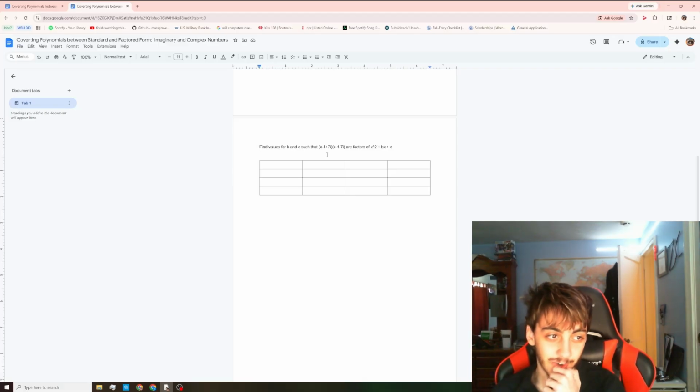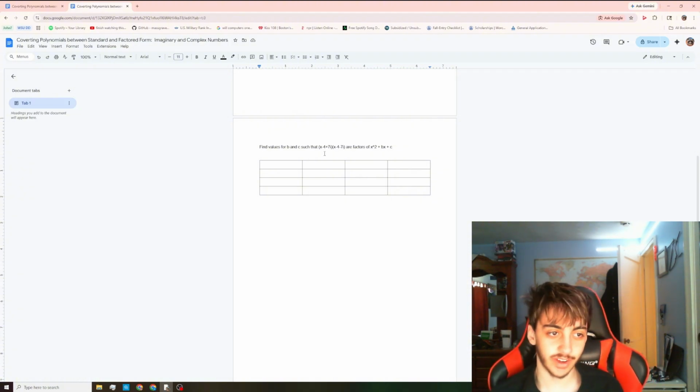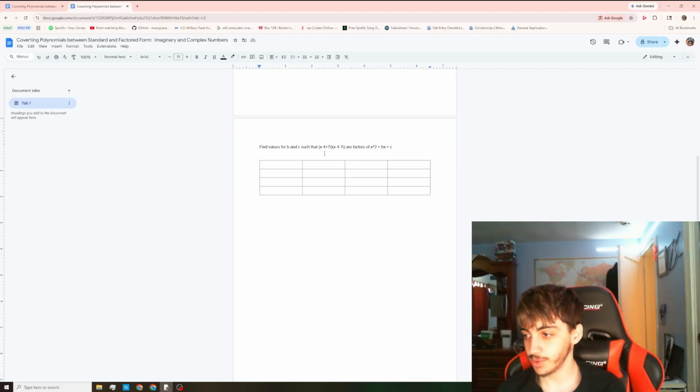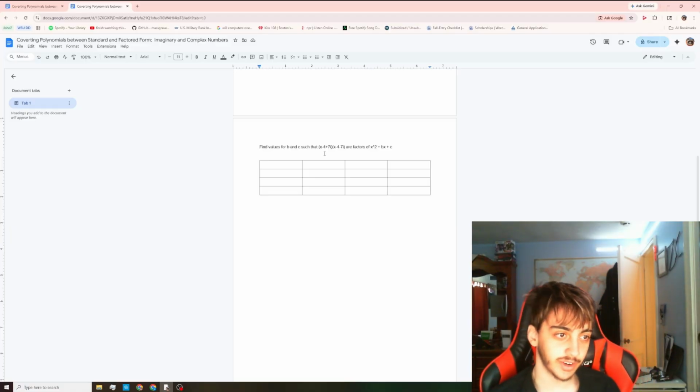But our third example here is going to be: find values for b and c such that x minus 4 plus 7i times x minus 4 minus 7i are factors of x squared plus bx plus c. So we see here we have complex numbers. There's going to be a regular number and an imaginary number in those factors.